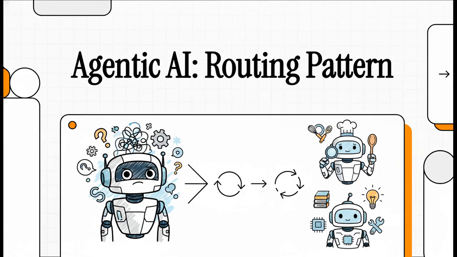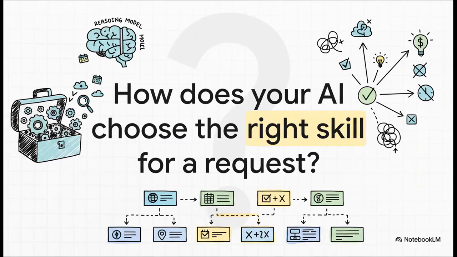Today, we're diving into a really big challenge in AI development. How do we keep our AI agents from getting confused? We're going to explore a super powerful design pattern that can turn a single, overwhelmed AI into a smart, coordinated team of specialists.